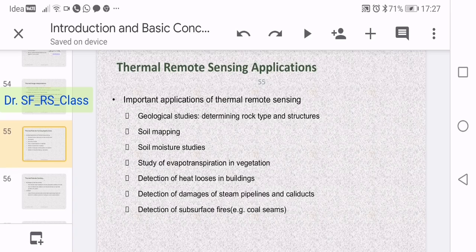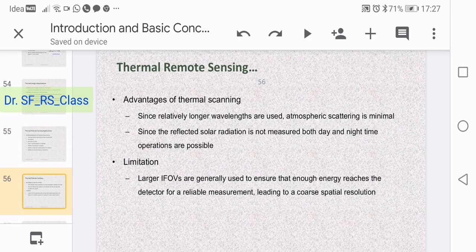And the detection of subsurface fires in the coal mines and all other places where there is fire in between, the thermal emissions can be categorized, and even forest fires can be mapped. There are a lot of applications in all the areas, and we have shown quite a few here.